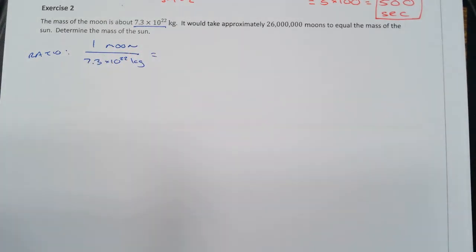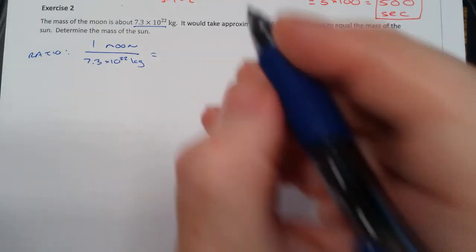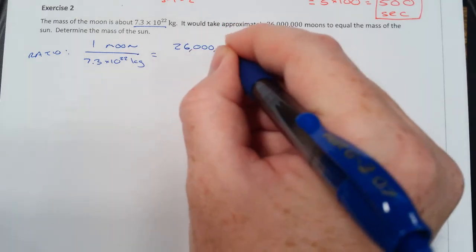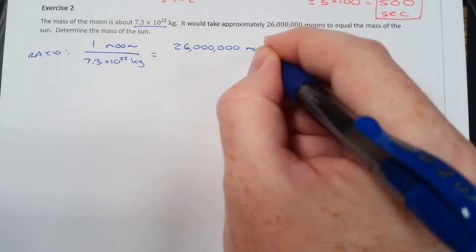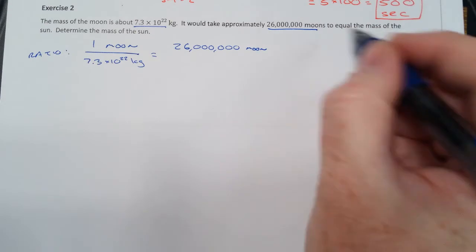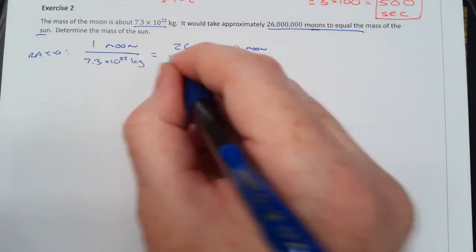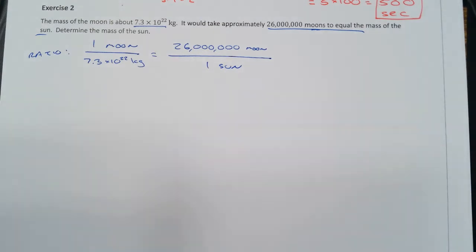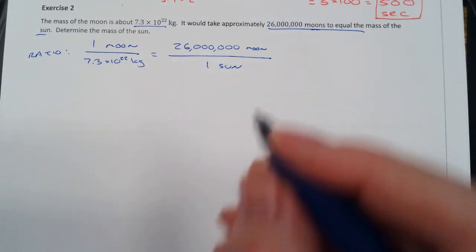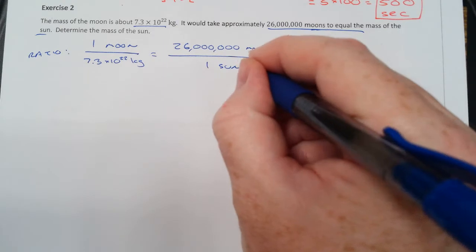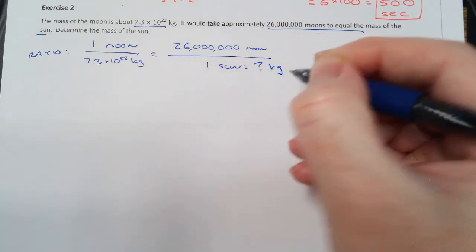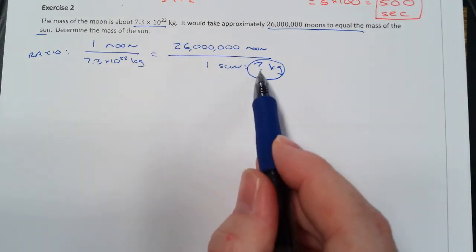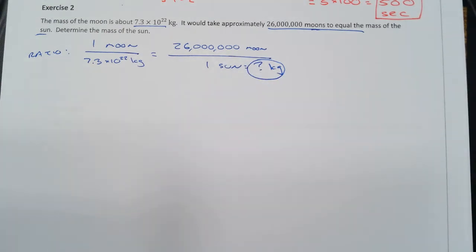We also know that 26 million moons equals 1 sun. So we can use this ratio to solve it because we want to know how many kilograms are in that 1 sun. So this is our unknown right here. So how do we find this? Well, we follow the ratio rules.